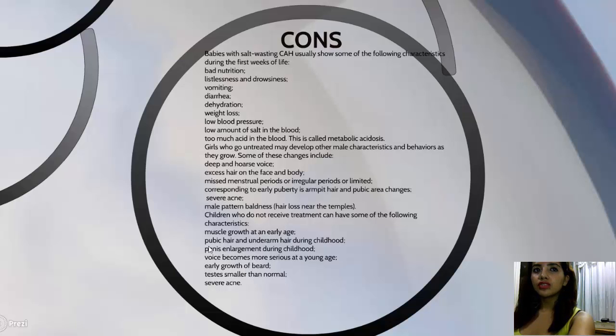Girls who go untreated may develop other male characteristics and behaviors as they grow. Some of these changes include deep and hoarse voice, excess hair on the face and the body, missed or irregular menstrual periods, and early puberty with armpit hair and pubic area changes, etc.